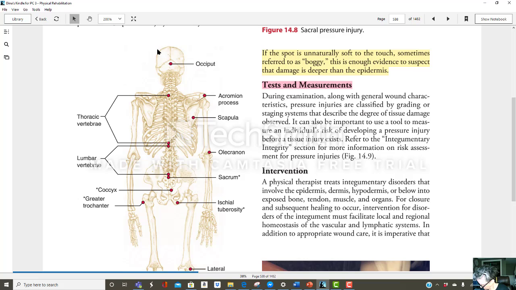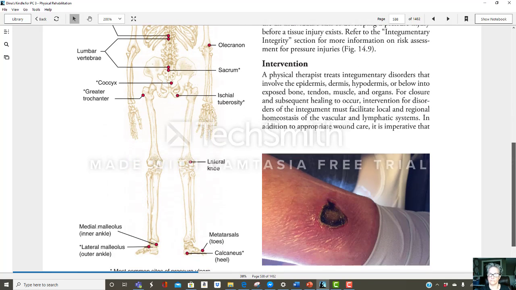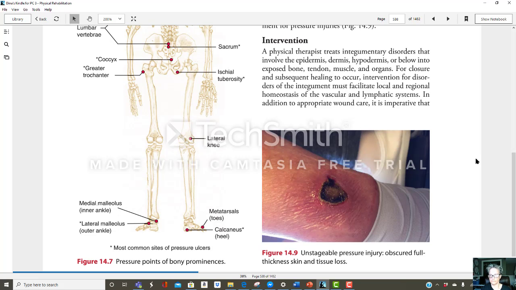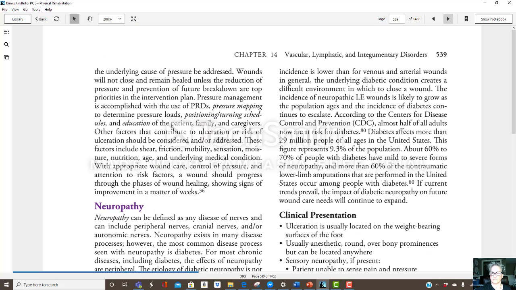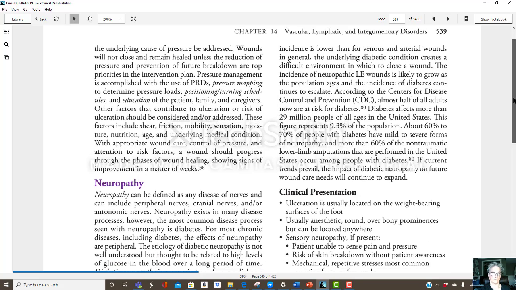Figure 14.9. Intervention. A physical therapist treats integumentary disorders that involve the epidermis, dermis, hypodermis, or extend into exposed bone, tendon, muscle, and organs, for closure and subsequent healing to occur. Intervention for disorders of the integument must facilitate local and regional homeostasis of the vascular and lymphatic systems. In addition to appropriate wound care, it is imperative that the underlying cause of pressure be addressed.